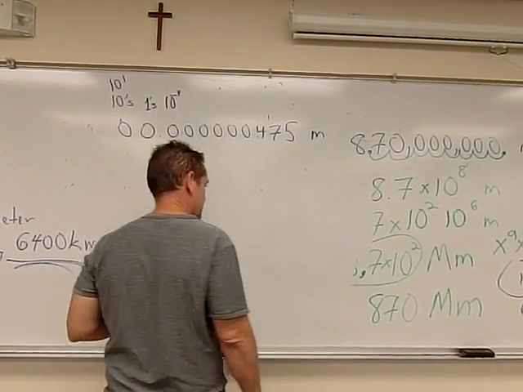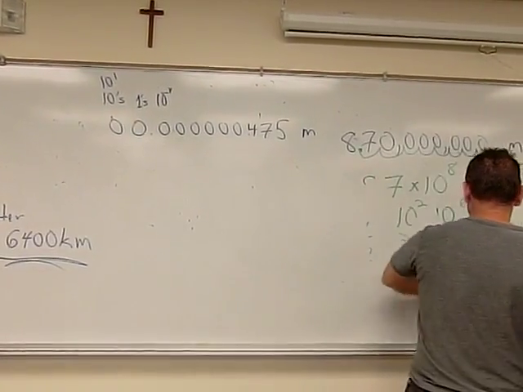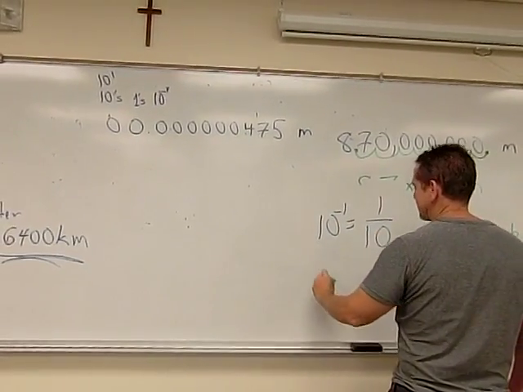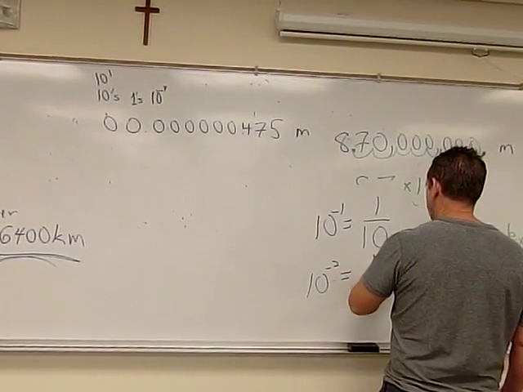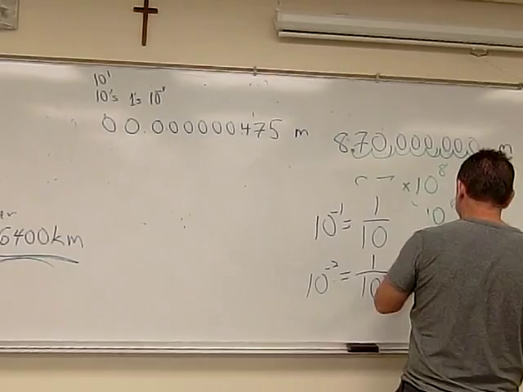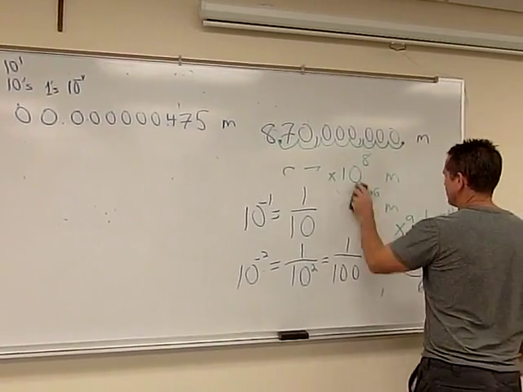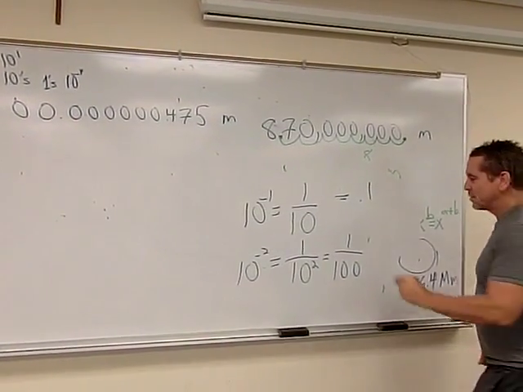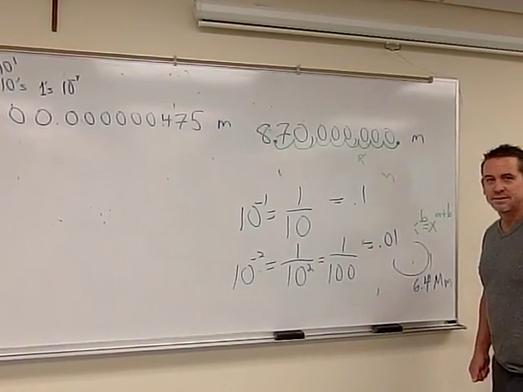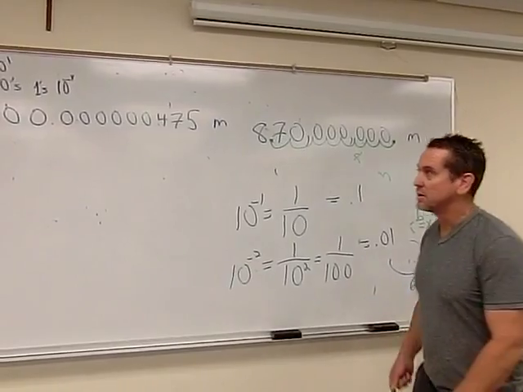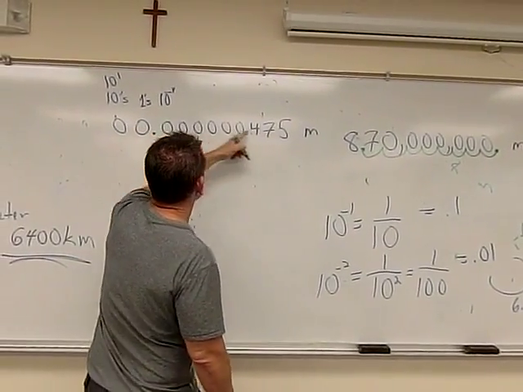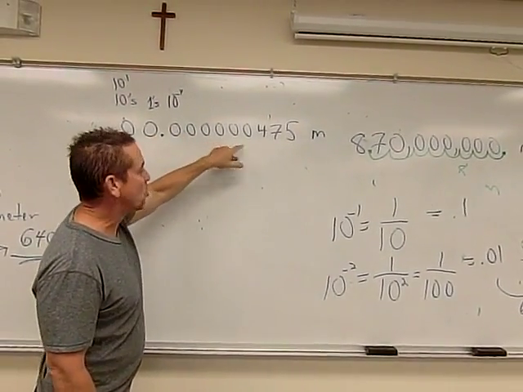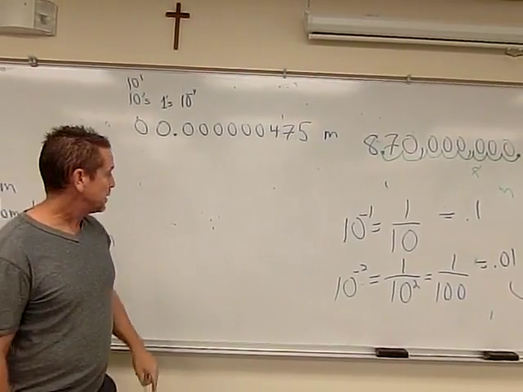10 to the minus 1, I'm gonna get a little sloppy here, I'll write over here. 10 to the minus 1 is equal to 1 over 10. 10 to the minus 2 is equal to 1 over 10 squared, which is equal to 1 over 100. 1/10 can be written as 0.1. 1/100th is 0.01. Right? And I can get smaller and smaller and smaller. So that's what these guys are. These small numbers are to the right of the decimal, and every step you go over, it gets smaller by a factor of 10. Okay?